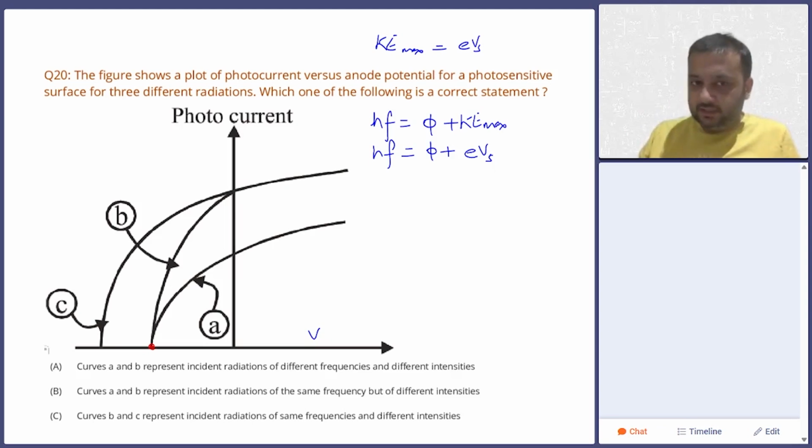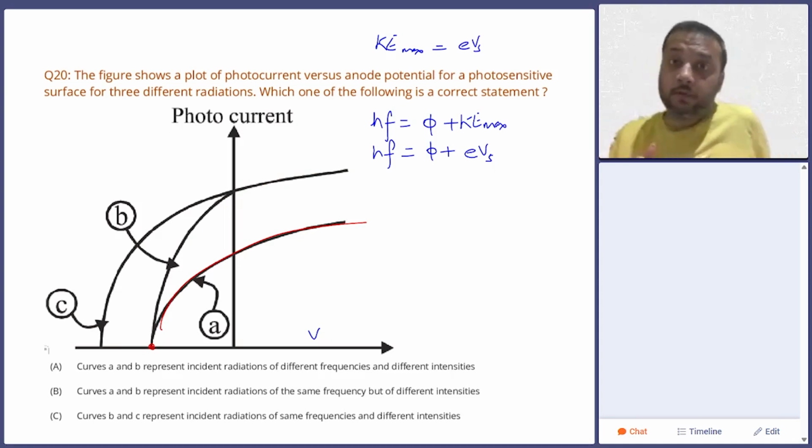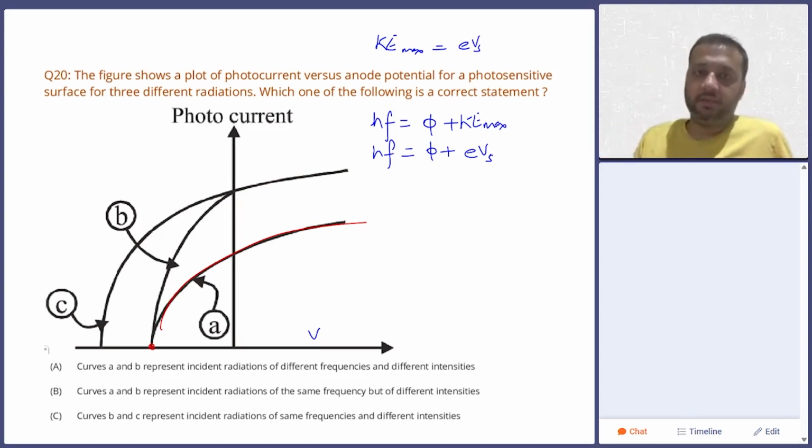But if you see, graph A is becoming flat at this point, whereas graph B is becoming flat at this point. That means the saturation current of B is more than the saturation current of A. That means more photons are incoming for radiation B. That is why more electrons are being ejected and the current value is more for radiation B. So the intensity of radiation B is more than the intensity of A, but the frequency is the same.